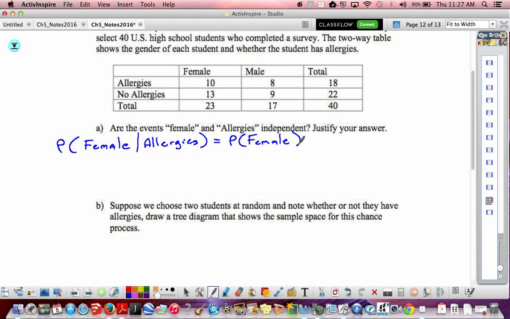The easier of the two is the probability that they're female. So if I look up here, how many females were surveyed? 23. How many total people? 40. Now, the next probability is a little bit harder. But from the table, we can calculate it intuitively or just use the values from the table. What's the given information? Do we know that they're female or do we know that they have allergies? They have allergies, because that's the given information after the slash. So since we know they have allergies, that's out of 18 people. How many of these 18 people were female? 10.